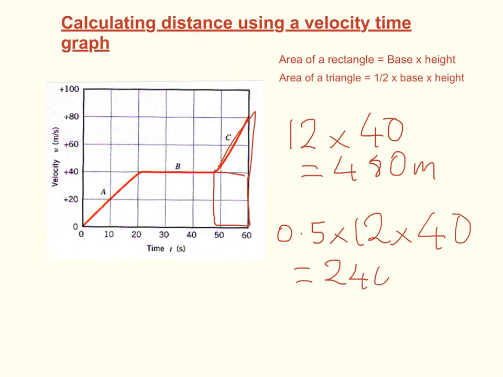So what I can now do is add up the area of my rectangle and the area of my triangle, and I will get a total distance for area C of 720 metres covered in this area C just here.